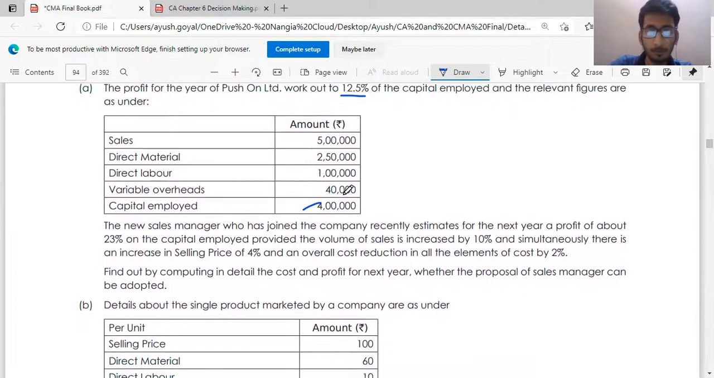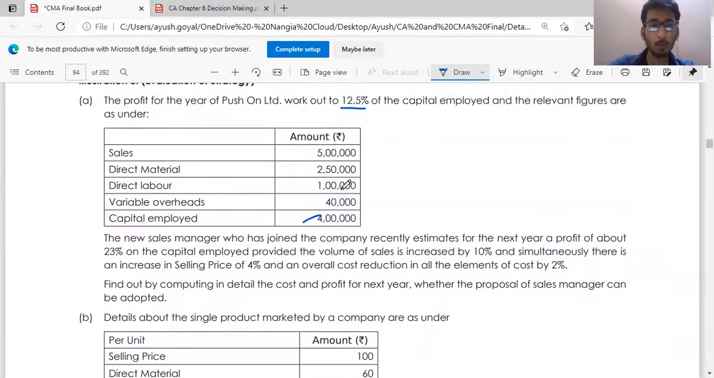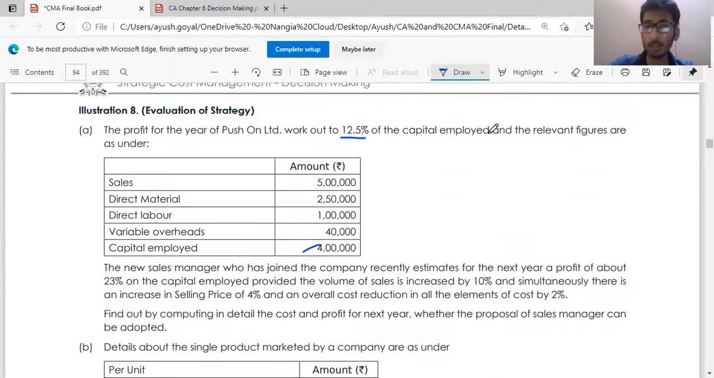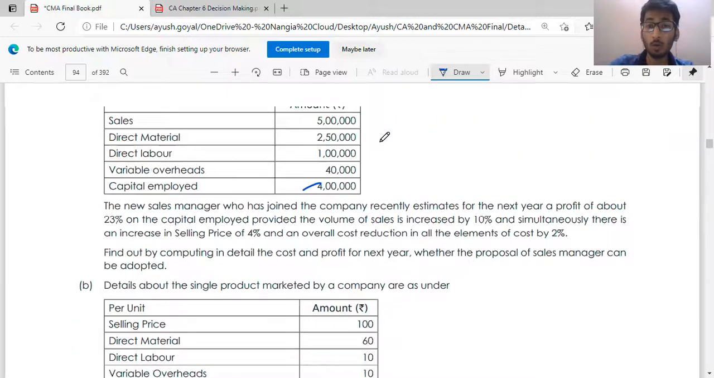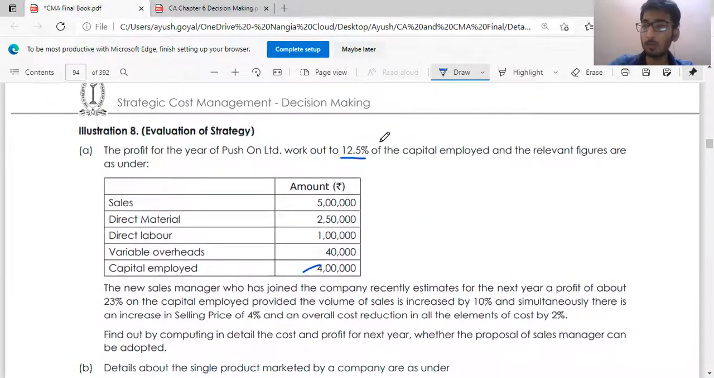Okay. So this is easy. The profit for the year is given to us: 12.5% of the capital employed. Now, what do we need to do first in this question? We need to find out the fixed cost, because we are given the profit as a percentage of the capital employed.